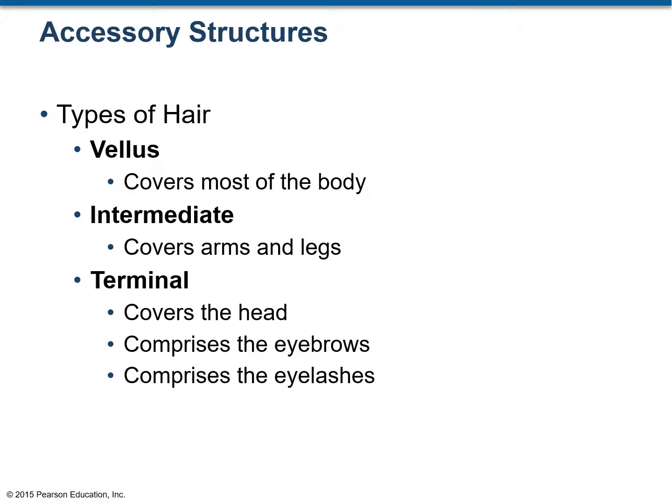The human body has three types of hair. Vellus hair, which covers most of the body, intermediate hair that covers your arms and your legs, while terminal hair, which is really thick, covers the head. It also makes the eyebrows and the eyelashes.